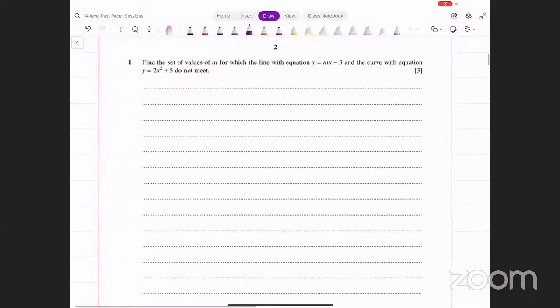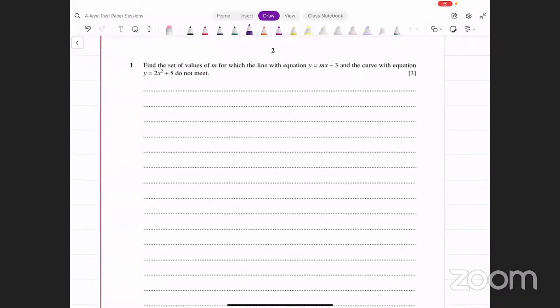All right, so first of all, we have to find the set of values of m for which the line with equation y equals mx minus 3 and the curve with equation y equals 2x squared plus 5 do not meet. Now, if there are two graphs that do not meet each other, and one of them is quadratic and the other is linear, what do we say about it? If they do not meet each other, it means your discriminant, that's b squared minus 4ac, is going to be less than 0. The discriminant will be negative.